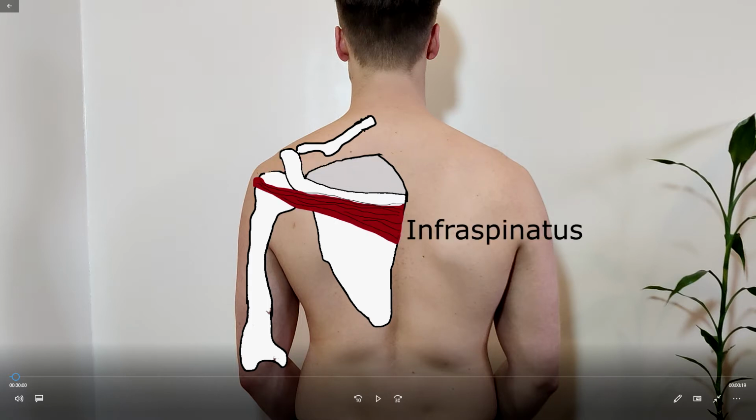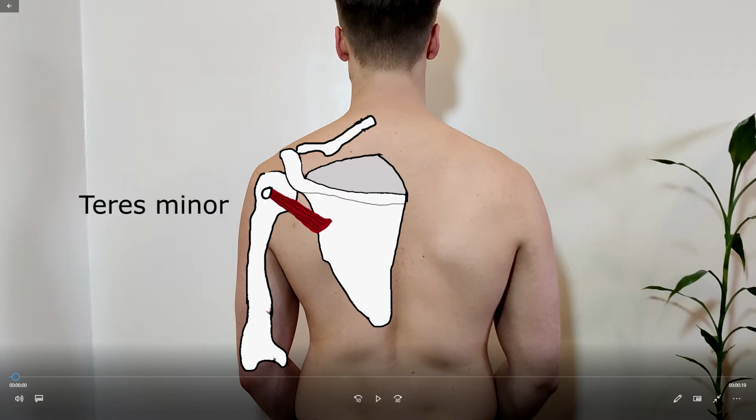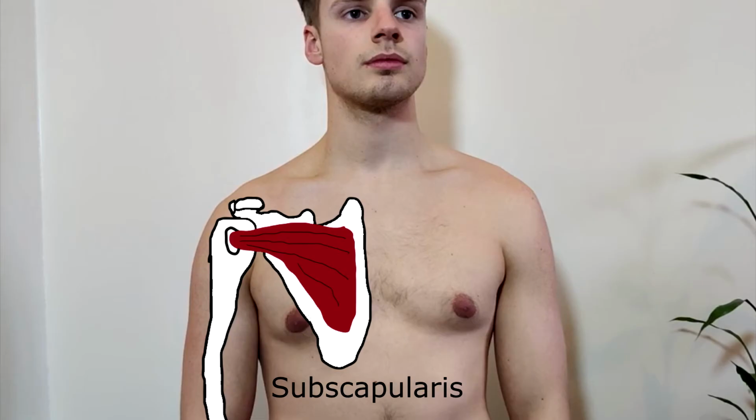Secondly, there's infraspinatus, which originates from the infraspinous fossa on the scapula and also attaches onto the greater tubercle of the humerus. This, along with teres minor, the third muscle, is responsible for lateral rotation of the arm. As I mentioned, the third muscle is teres minor, which originates from the posterior scapula and attaches again onto the greater tubercle and is responsible for lateral rotation. The final muscle is the subscapularis, which starts in the subscapular fossa anteriorly and attaches to the lesser tubercle of the humerus, and that's responsible for medial rotation of the arm.